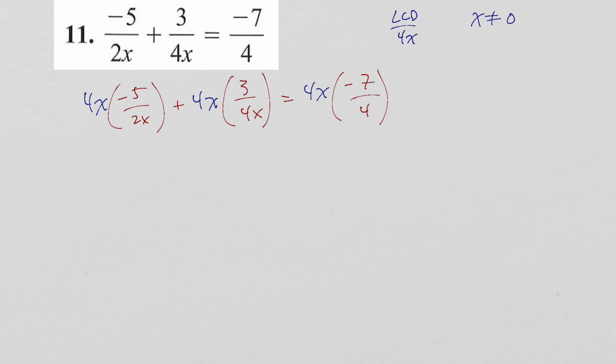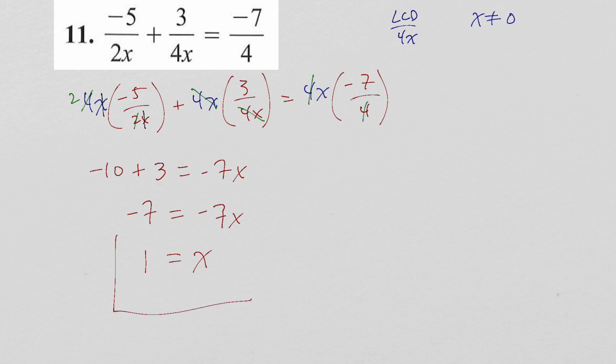And then I'm going to cancel. This goes into this twice, and the x's cancel, and I'm left with negative 10 there. Plus, this entire 4x cancels, so we just have 3 equals. The 4 cancels, and we're left with negative 7x. So negative 7 is equal to negative 7x, so positive 1 is equal to x. X is equal to 1. Now I've got to double check. My restricted value was 0, but this is not 0, so that is my final solution. X equals 1.